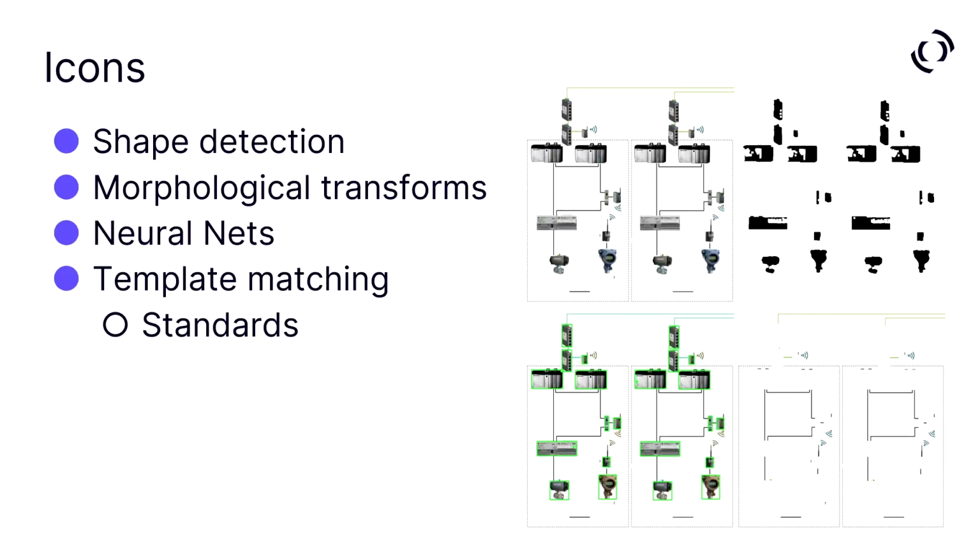To get icons, we're going to fall back to, again, traditional CV methods, things like shape detection, where you can find circles and squares. Morphological transforms, which is what we're seeing on the pictures here. That's basically a way of taking thin lines and erasing them, and leaving us with just these big, thick icons, which we can then find and draw boxes around and present to either a neural net to classify them or the LLM itself.